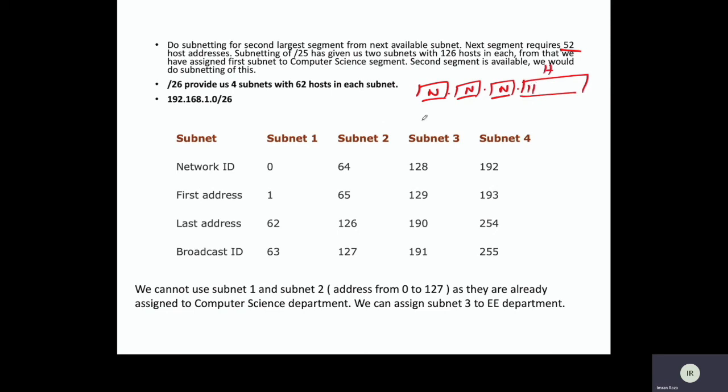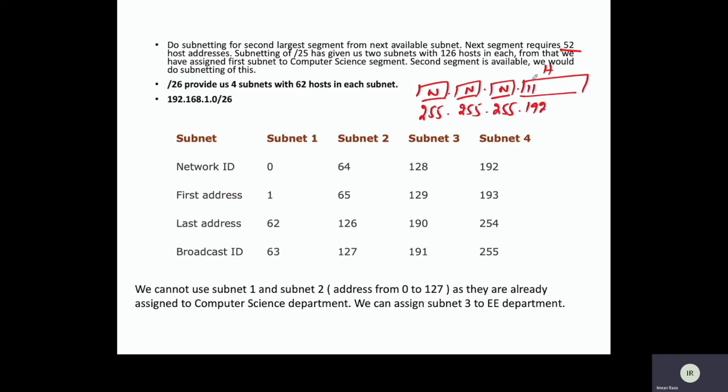So what would be the subnet mask for the second segment? 255.255.255.128 plus 64. That's right. Dot 192 would be the subnet mask.